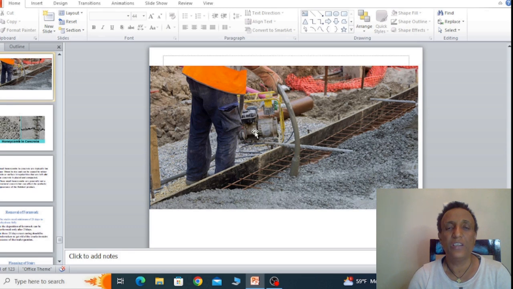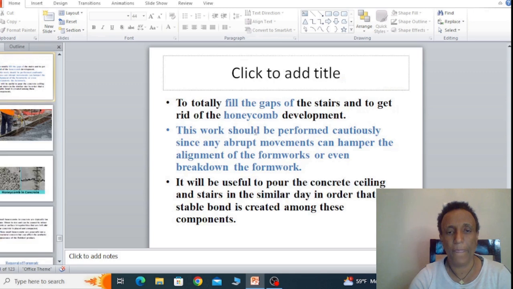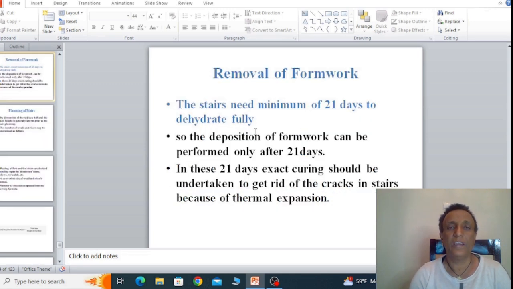During the vibration stage, we have to take care of over vibrating because over vibrating can be the cause of deflection on the formwork. Even breaking of the formwork can happen. After hardening of the concrete, the formwork should be removed from the concrete. But the hardening period of the concrete is a minimum of 21 days. So the formwork should not be removed before 21 days of curing.